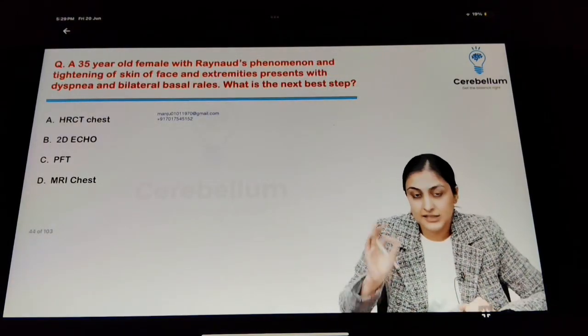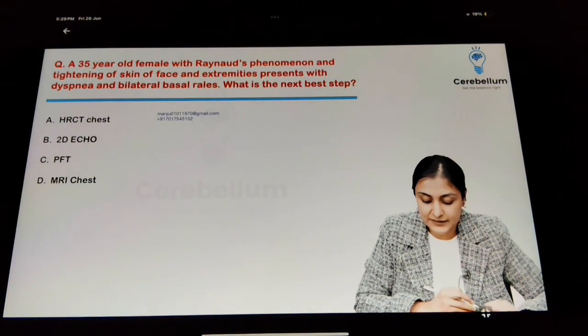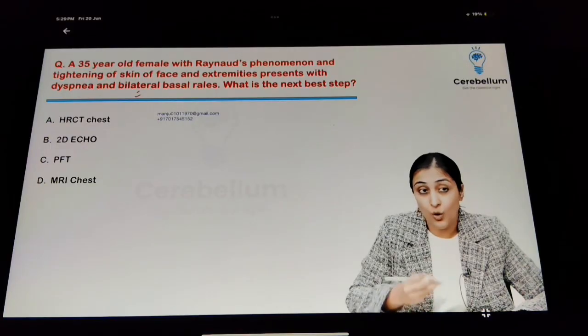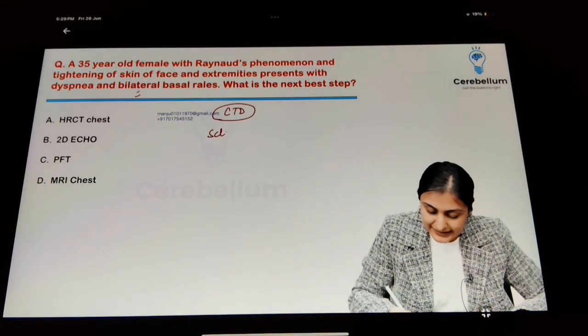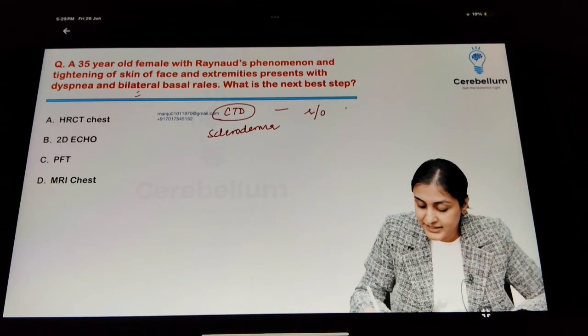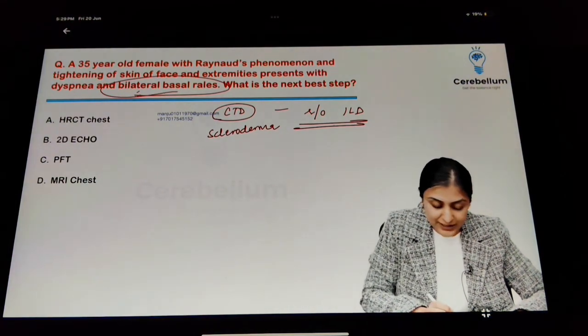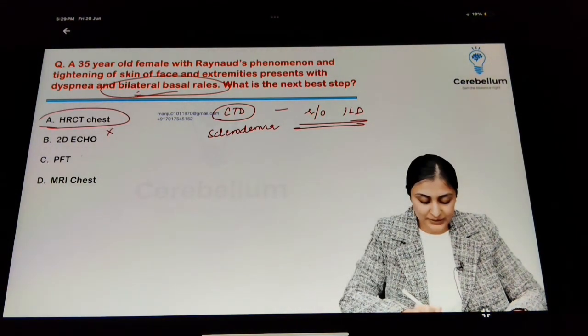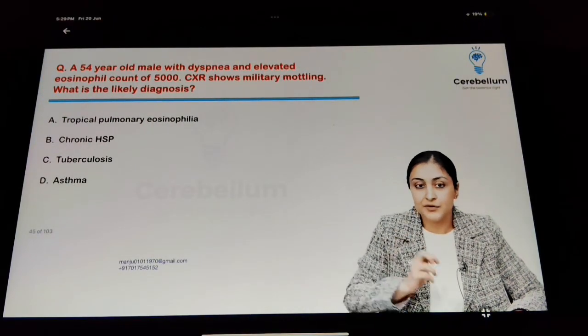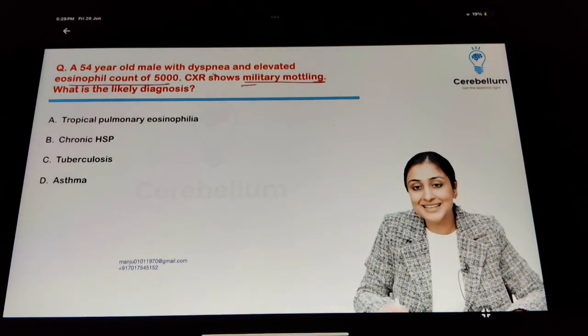Next, 35-year-old female with Raynaud's phenomenon, tightening of the skin, bilateral rales. All of the connective tissue disorders, remember in this case we are likely talking about scleroderma, have a risk of interstitial lung disease. That is what you're expecting when you see these rales and crepts. What is the investigation of choice for ILD? We have already seen it as HRCT. Echo, PFT, MRI will not help. It's HRCT chest.